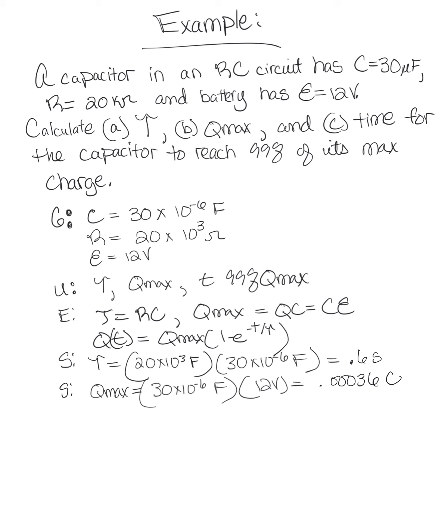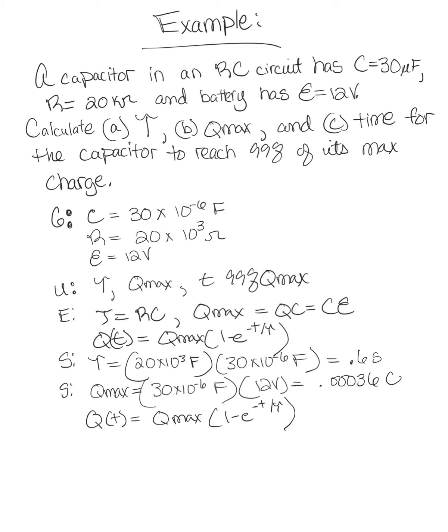Our next part of the method is to solve, so we're just going to put these two sections together. We have Q(t) equals Q max times 1 minus e to the minus t divided by tau. Well, we want to find out when Q(t) is 99% of Q max, or 0.99. If it's not as simple that way, you could say 99 divided by 100, which you will see when you put it in the calculator gives you just 0.99.